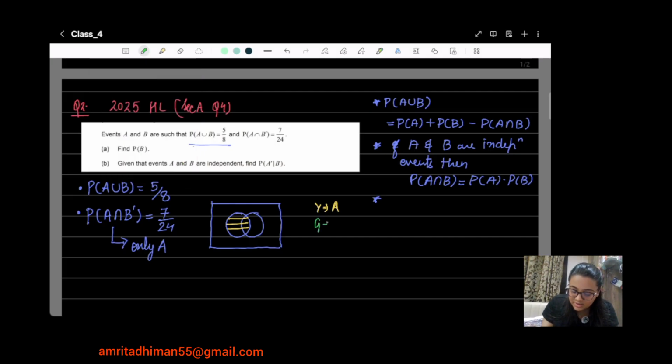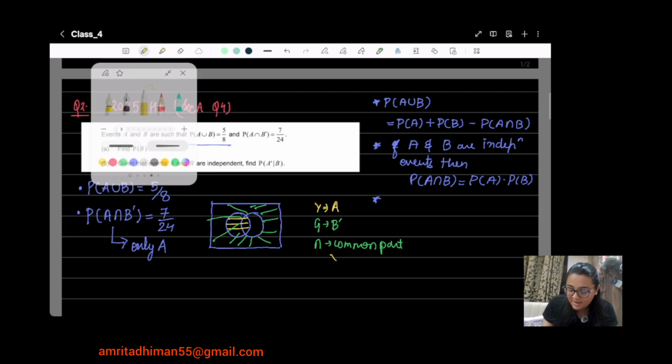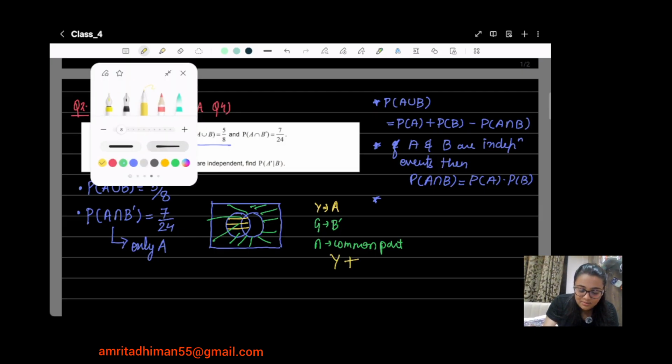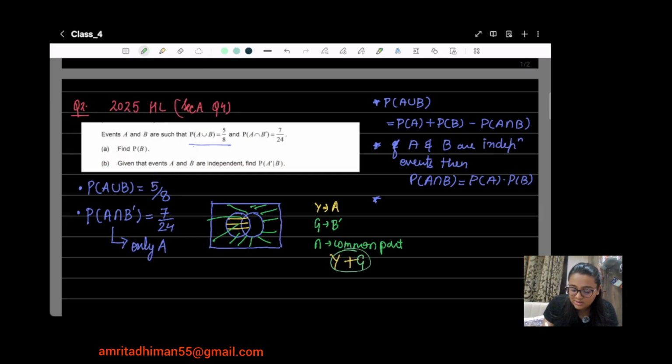This green one is the B complement. So this part is B complement. Intersection means the common part. So the common part is yellow plus green. This is nothing but A intersection B complement, which is nothing but A minus A intersection B.